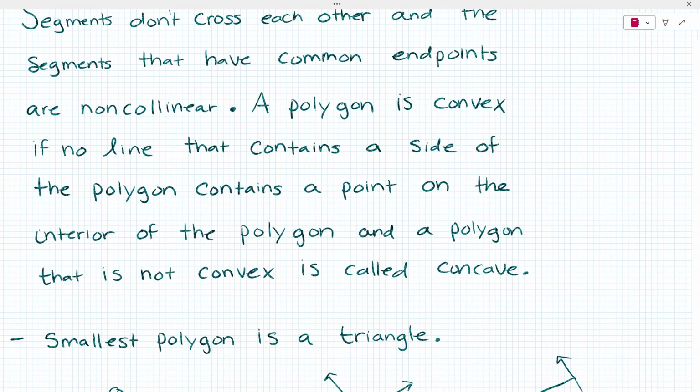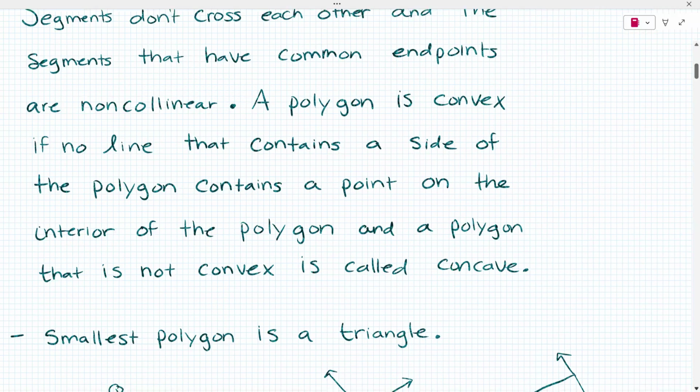So it's really important to know that a polygon is a closed figure. So if there's nothing closed, it's not a polygon. And the endpoints are non-collinear. And also important is each segment is connected to exactly two segments. And also segments do not cross each other, and the segments that have common endpoints are non-collinear. Okay, so let's view some pictures.